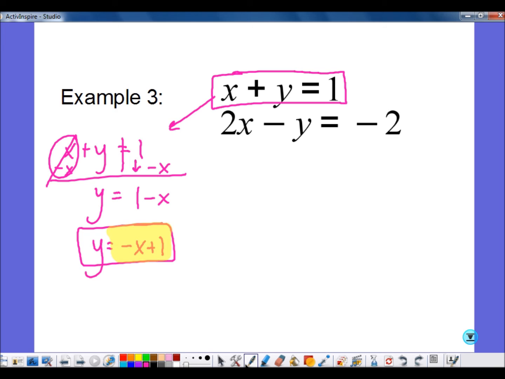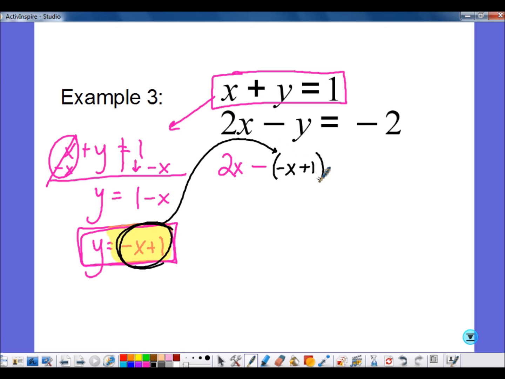So now what I'm going to do is look at my second equation and start copying everything down. So 2x minus. Now when I get to the y, I'm not going to write the letter y down because I have y alone. So now I have this part that I'm going to substitute in to where the y is, and I'll use parentheses, negative x plus 1. And then now I'm going to recopy everything else down.